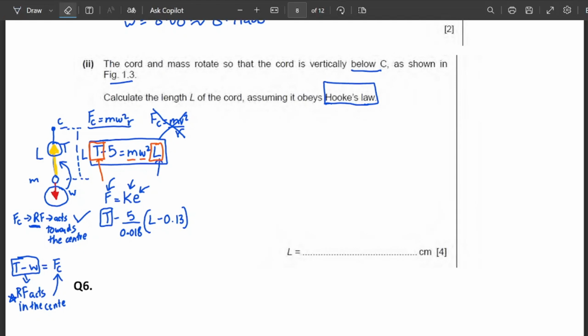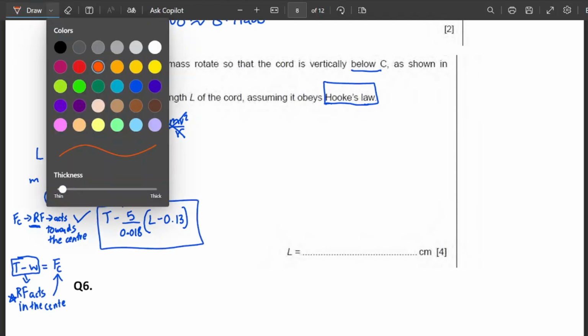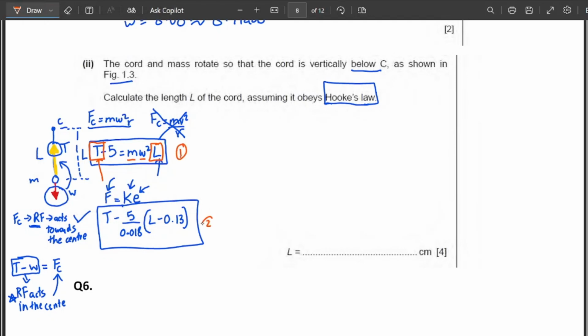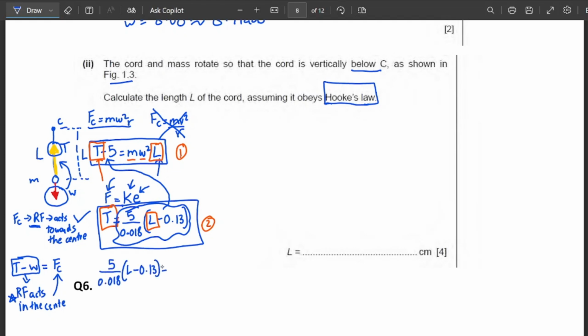And there's a mathematical relationship here: now you have two equations, this is your first equation, this is your second equation, two equations, two unknowns. Using this system, you can go ahead and solve for L, because you need to find what L is. I already know that my T is equal to all of this stuff, so I'm just going to substitute this in place of T over here. So this is basically going to be 5 over 0.018 times (L minus 0.13) minus 5 equals m omega squared L.